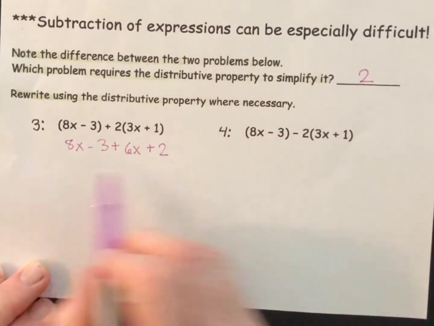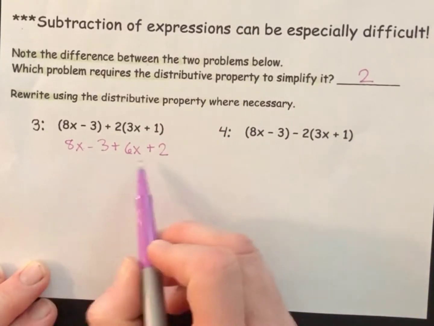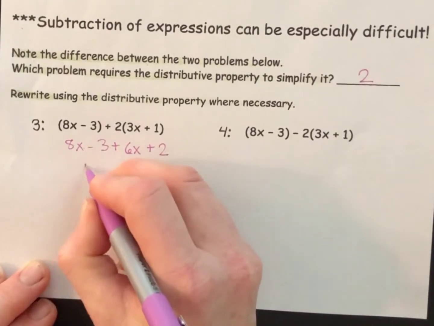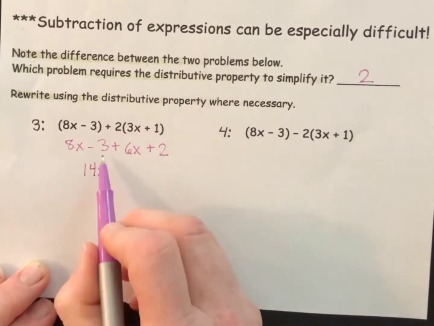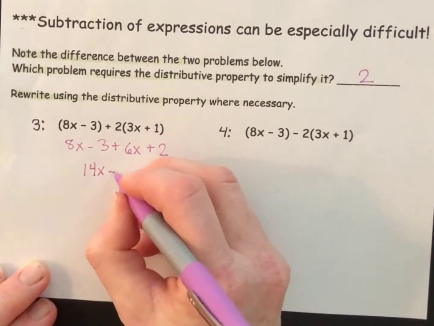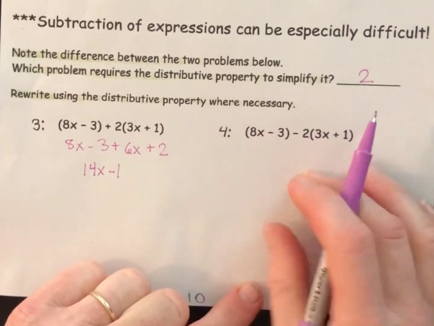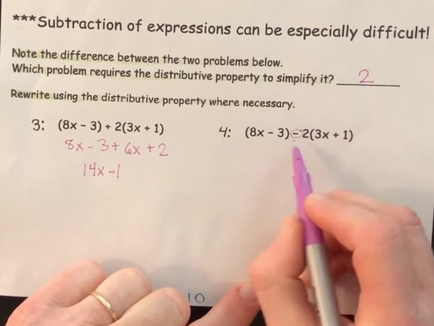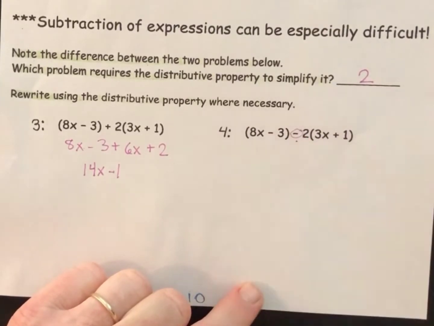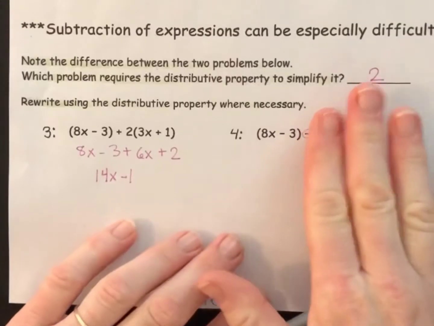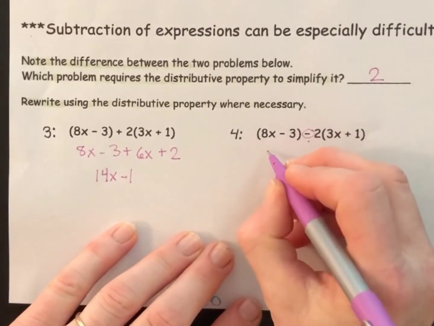There we go. I'm going to go back and combine my like terms. 8x plus 6x is 14x. Negative 3, positive 2 is minus 1. Now here's where we're going to have a difference, and it involves this subtraction symbol right here. The beginning part, we do exactly the same.